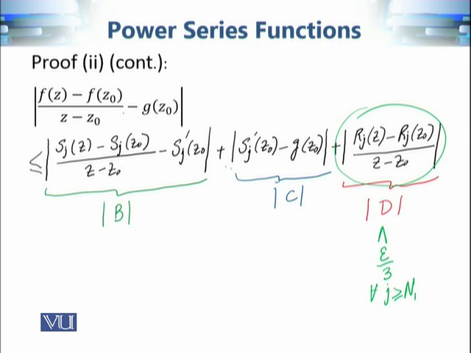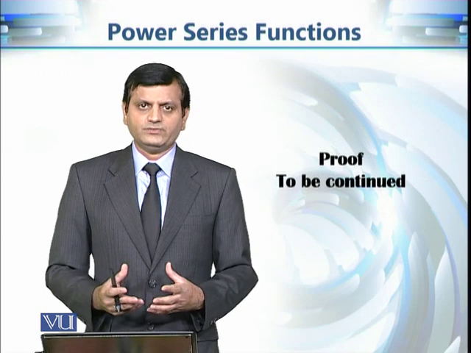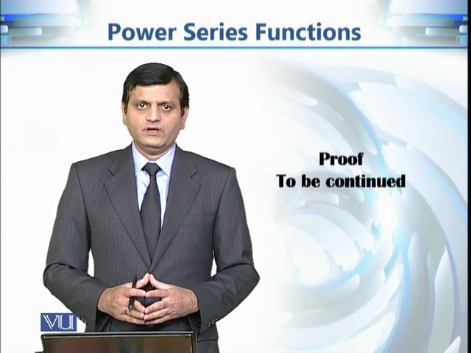And in our next discussion, we will prove that this part is less than epsilon by 3, and then this part is less than epsilon by 3, and then it will show that if this expression is less than epsilon with some conditions on z and j, then this will show that the function is differentiable and f prime of z naught is equal to g of z naught. Now we will continue the proof of this theorem in our next module.